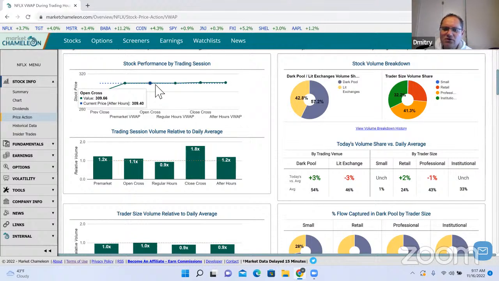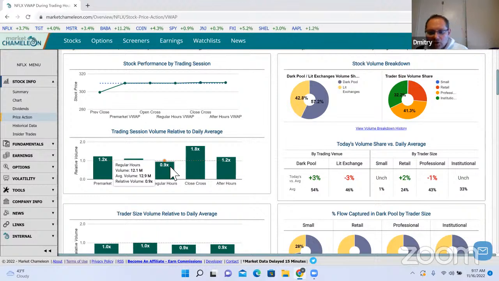You could see here regular hours, VWAP kind of stayed steady. Netflix stayed steady the whole day. And the volume was about average, right? A little bit even below average for the day. You got 12.1 million shares traded during regular hours versus an average daily volume of 12.9 million. Nothing there that's significant.